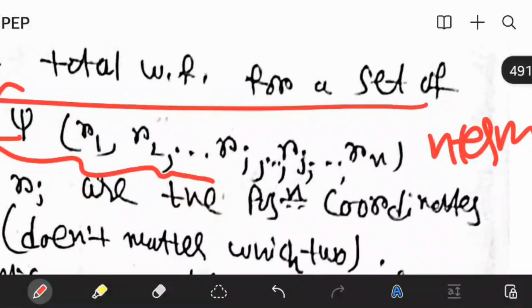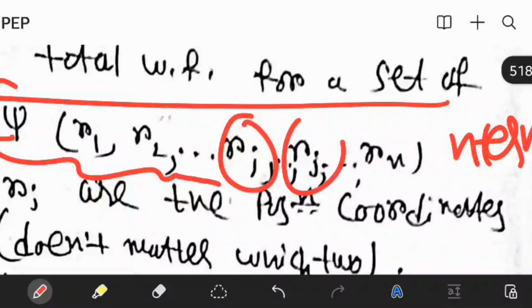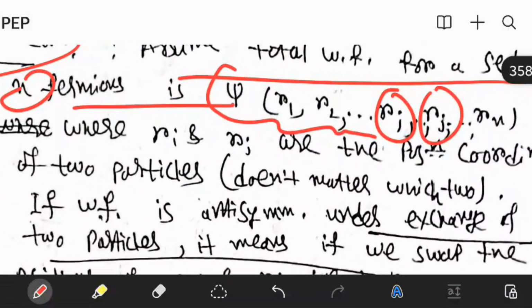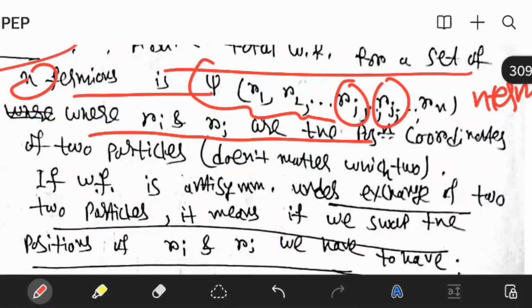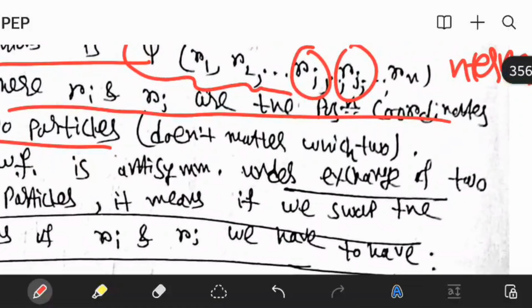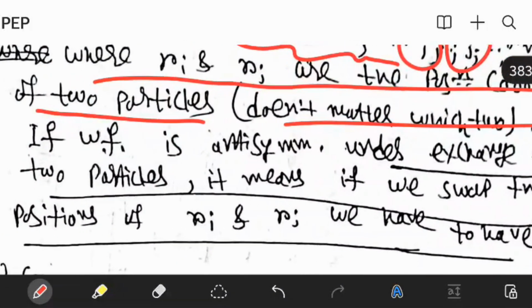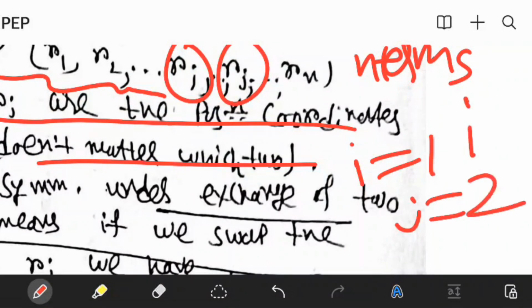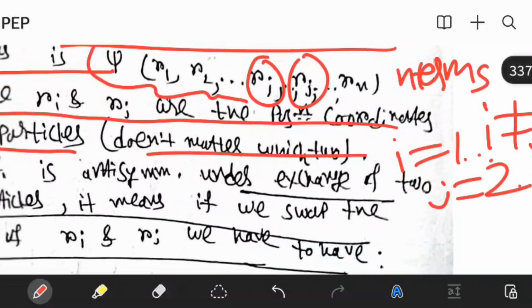and i and j are two random terms. Here Ri and Rj are the position coordinates of the particles. It doesn't matter which two. Okay, so i can be 1, j can be 2, but i and j aren't equal, and it can be anything else too, but they aren't equal.